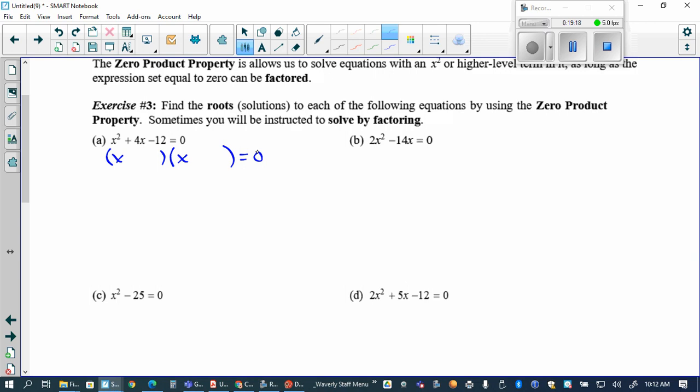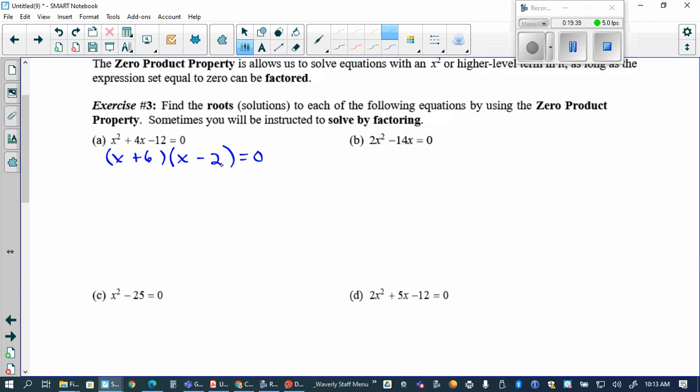Somebody else tell me the two numbers that go there and there. 6 and -2, she says. Let's see. What is 6 times -2, everybody? Okay. What is 6 minus 2? So that's going to work. So plus 6 minus 2.